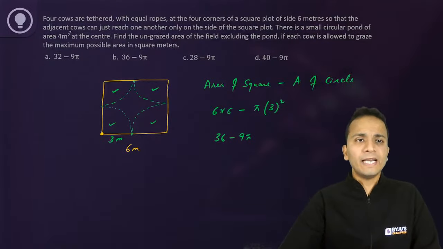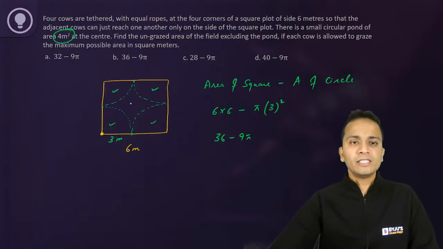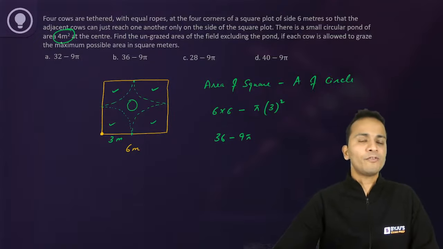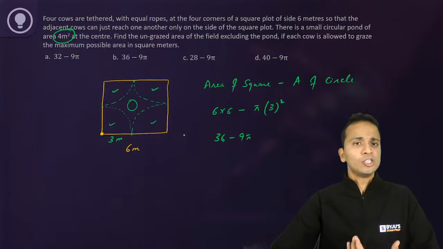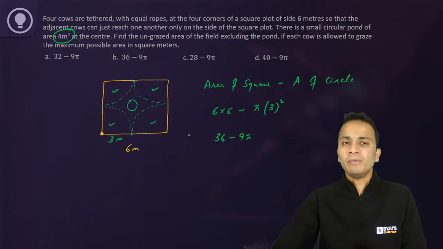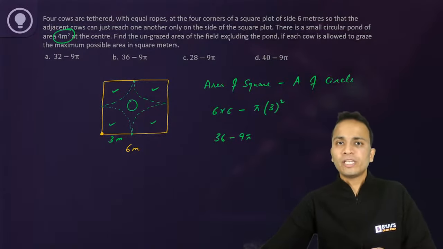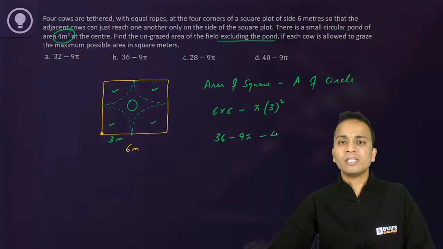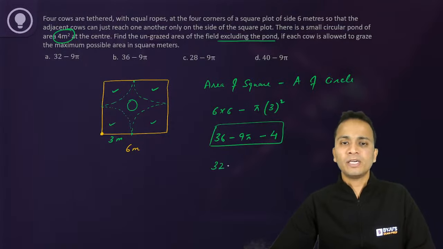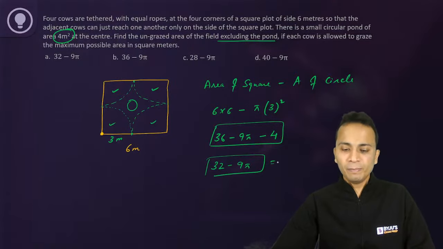Now also at the center of this field, there is a circular pond of area 4 meter square. The cow obviously will not be able to graze this area, and also it is mentioned that we have to exclude the pond. So we'll also subtract this area from the entire value, and the final answer will come out to be 32 minus 9 pi. All right, so 32 minus 9 pi will be the final answer.